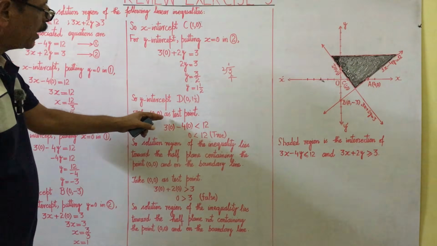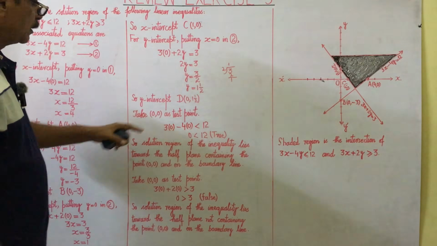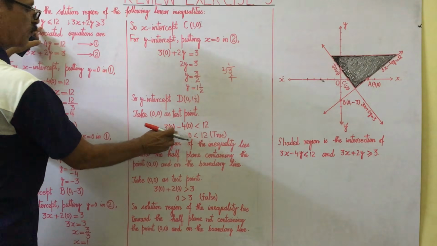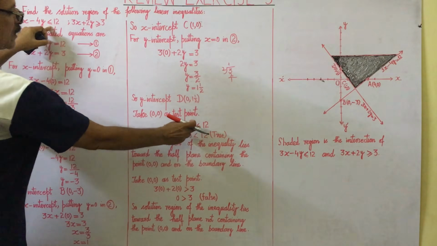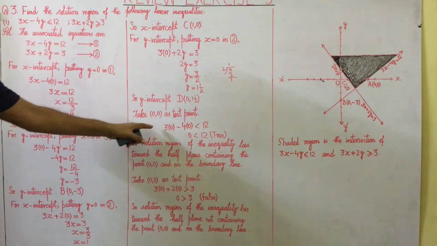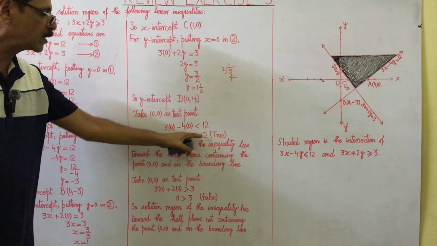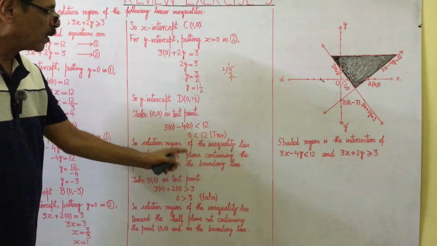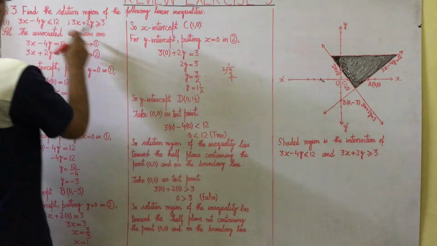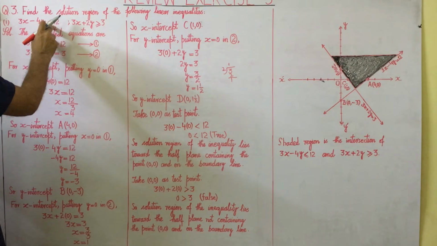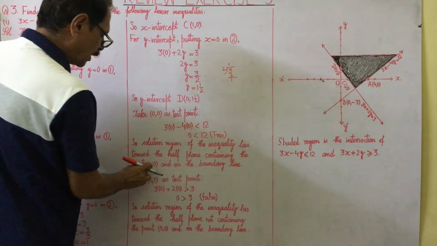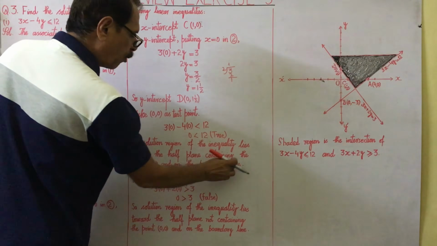Take 0, 0 as a test point and putting it in inequality 1. 3 into 0 minus 4 into 0 is less than 12. Here it is less than or equal to, but here we will write only less than because 0 minus 0, 0 is less than 12 and is not equal to 12. True. 0 is less than 12 is true. So solution region of the inequality 3x minus 4y is less than or equal to 12 lies toward the half plane containing the point 0, 0 and on the boundary line.